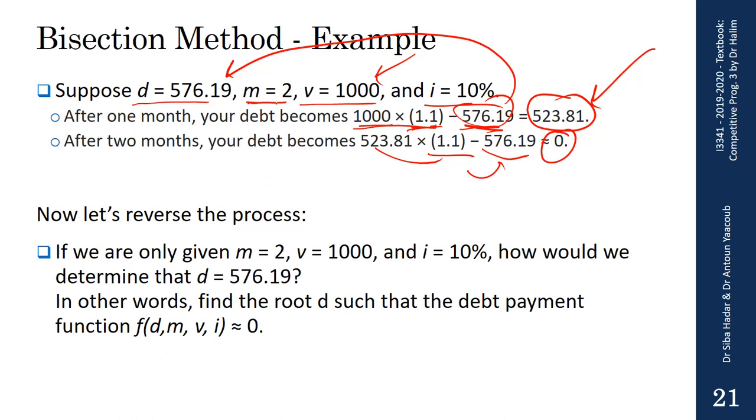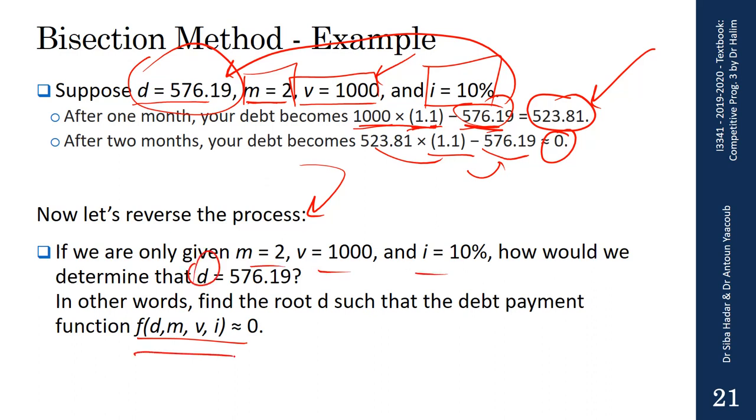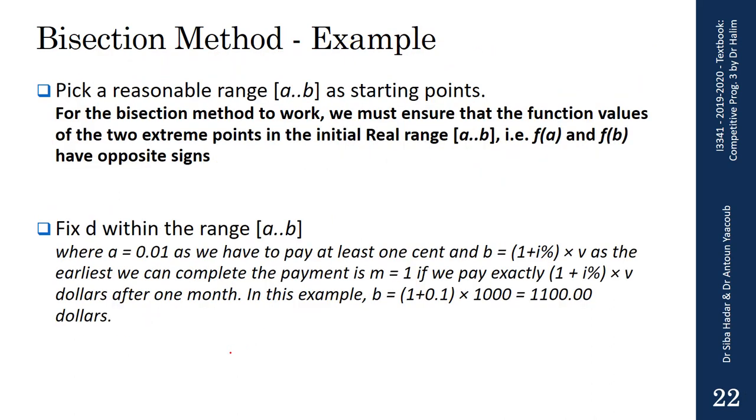However, the question is usually the reverse process. I need to pay this amount of money. I know how many months I need to pay, I know the interest, and I need to calculate the amount of money. So this is the solution of this function. I have multiple parameters, the m, the v, and the I, and I need to find d such that this function is equal to 0. So we will use the bisection method.